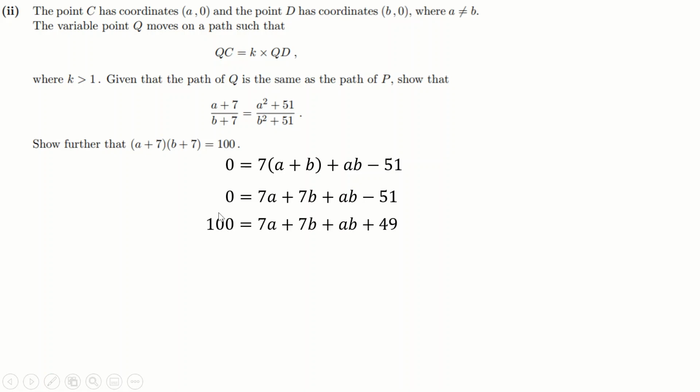Now, if I add 100 to both sides, minus 51 plus 100 is 49. And now suddenly my jaw hits the floor. Because looking at this, maybe you don't recognize it immediately, but actually that's going to factorize perfectly into that because there's the AB term there, there's the 7A's, there's the 7B's, and there's the 49. And I end up with exactly what was asked. So yeah, really lovely question, that one.